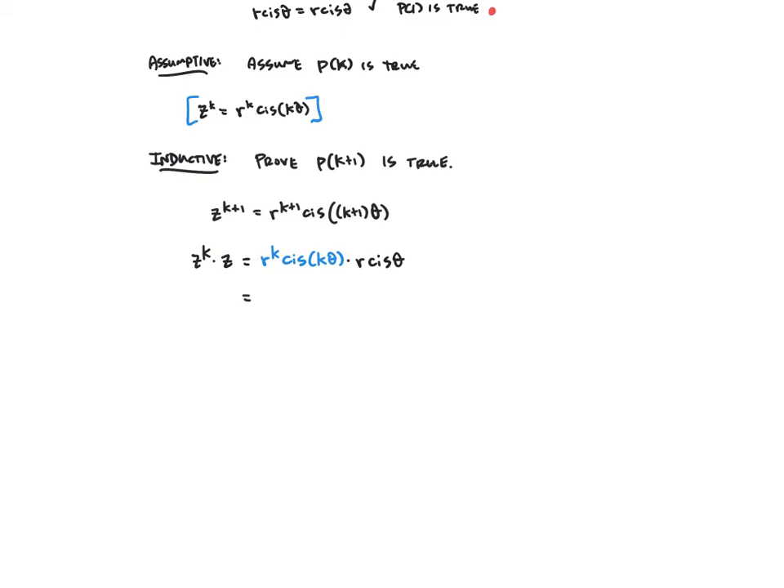I've got to use some trig. So what I'm going to do is take the r to the k and the r to the first and bring them together. And then I'm going to expand the cis k theta and the cis theta. So cis k theta will be cosine k theta plus I sine k theta. And cis theta is cosine theta plus I sine theta.